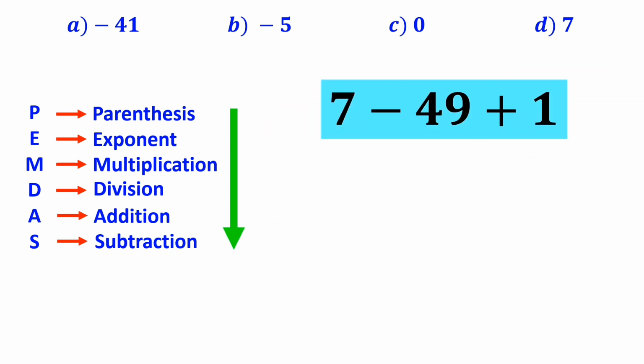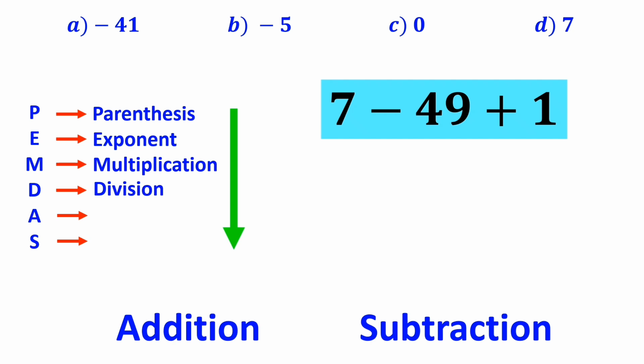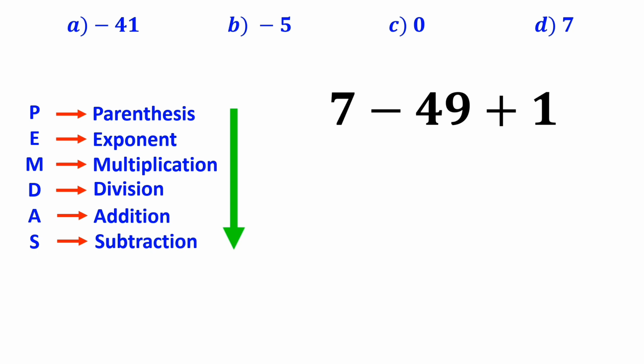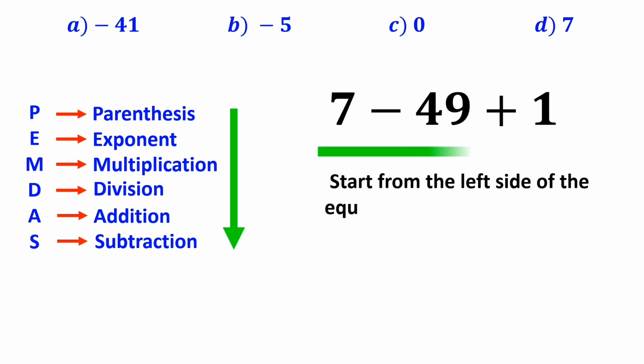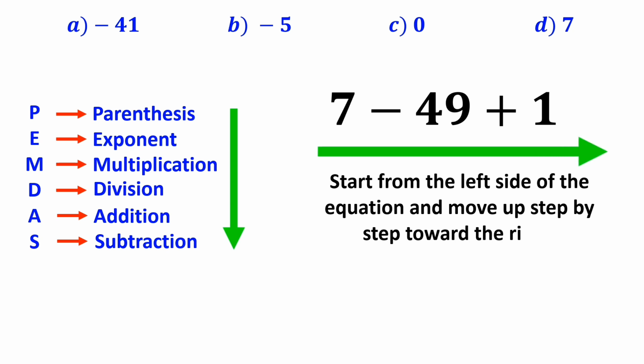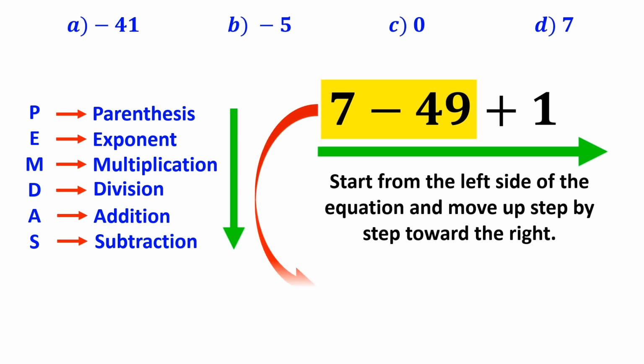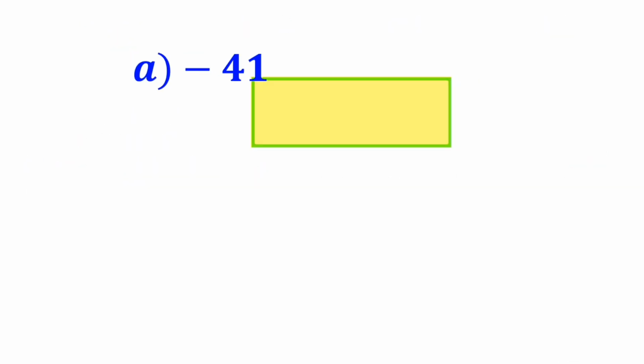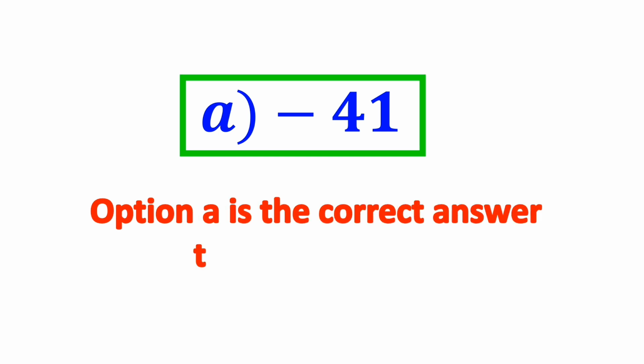Okay, it's very important to remember that addition and subtraction have the same level of priority. In this case, all we need to do is start from the left side of the equation and move step by step toward the right. So, we subtract 49 from 7, which gives us negative 42 plus 1. And in the end, it equals negative 41. Therefore, option A is the correct answer to this question.